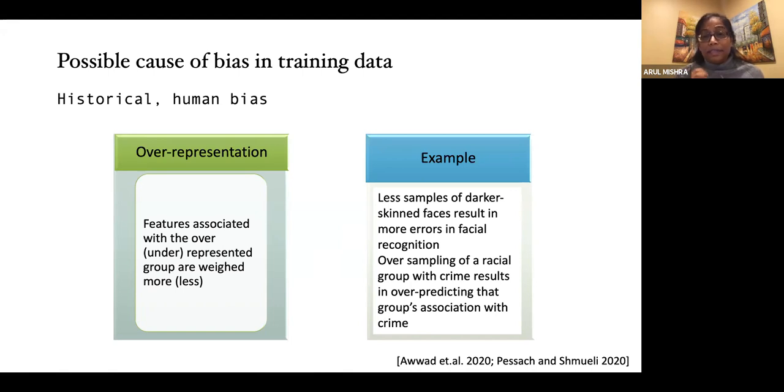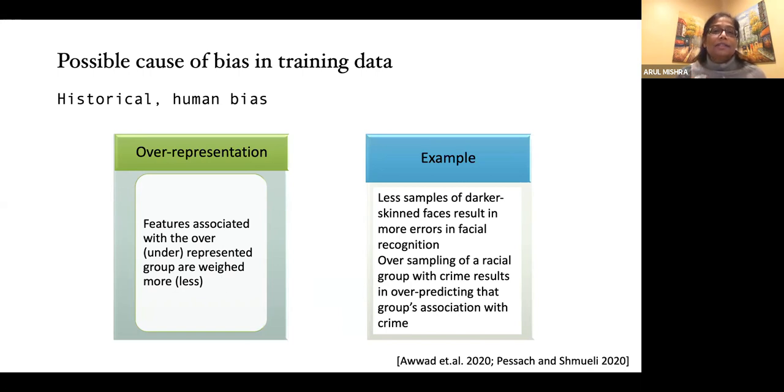So in the training data set, where could the bias come from? And again, one more thing to keep in mind is that the algorithm by itself is not going to bring in any form of bias because of the mathematical model. The bias generally comes from somewhere outside, many times from the training data set.